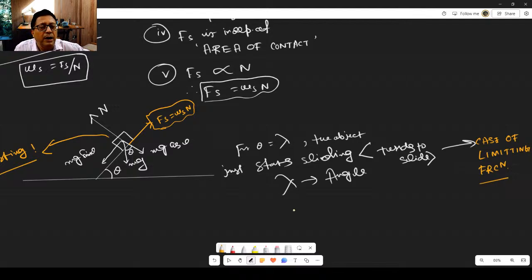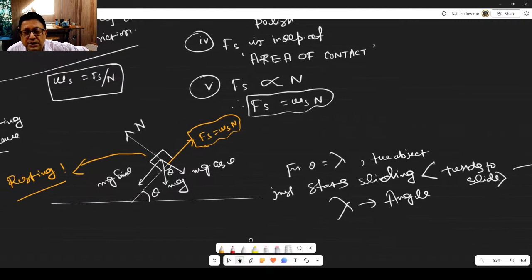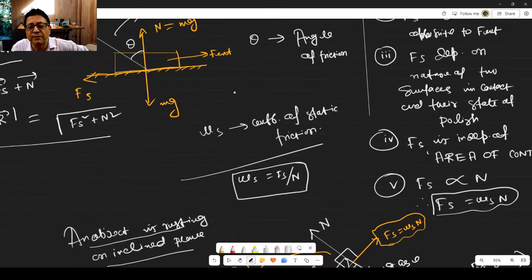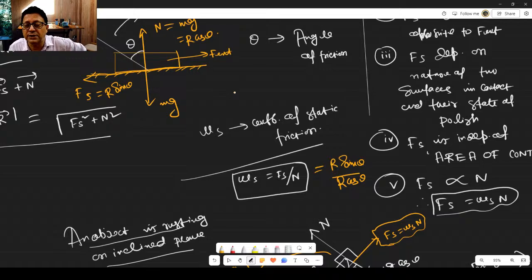And what is the value of lambda in this case? Here we have proved that, if you just look at this expression, just go back there. What is the value of Fs here? Fs is R sin theta. And what is N? N is R cos theta, isn't it? R is the total reaction, with a horizontal component and a vertical component. So the horizontal component Fs is R sin theta, and this one is R cos theta. So R gets cancelled, tan theta is mu s. So theta equals tan inverse mu s.